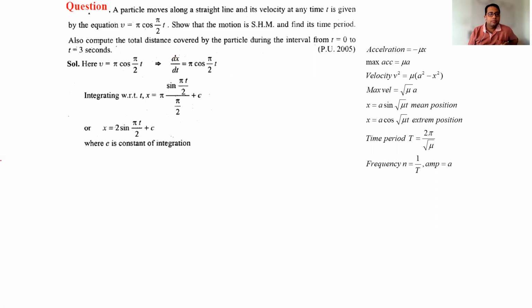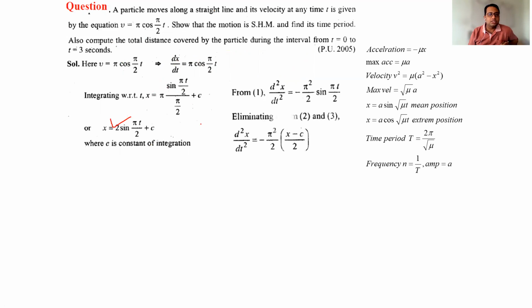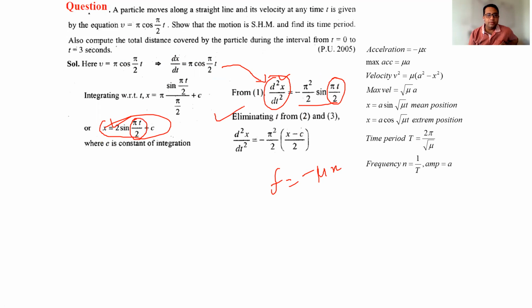Now we have derived the value of x, where c is the constant of integration. From this, let us find the value of acceleration. We have the value of x, now we need to find the value of f, so we have to differentiate: d2x by dt square is minus pi square by 2 sin pi t by 2. This is the value of acceleration and this is the value of x, and we need a relation of this type, f is equal to minus mu x. We don't need t, but in both equations we have t. So after eliminating t, we will get the relation between f and x. So how to eliminate it?